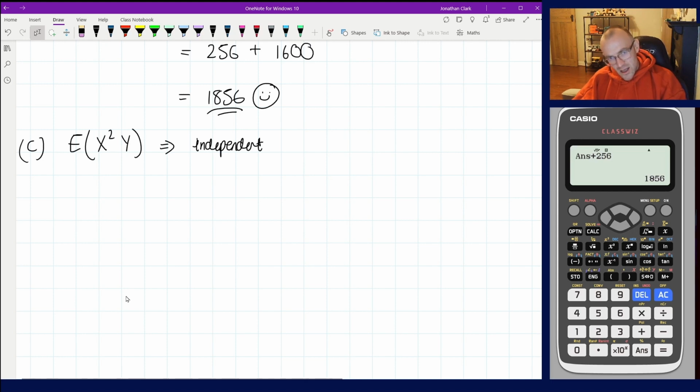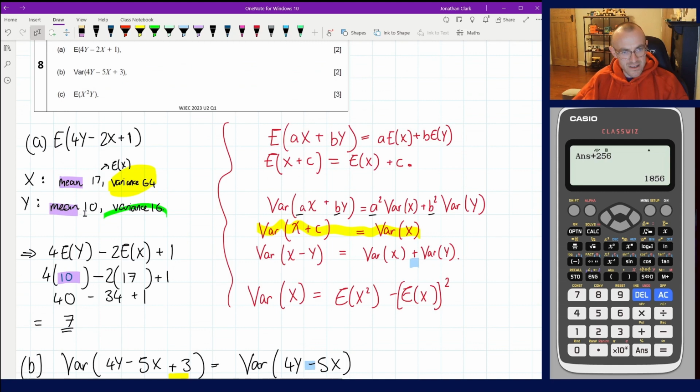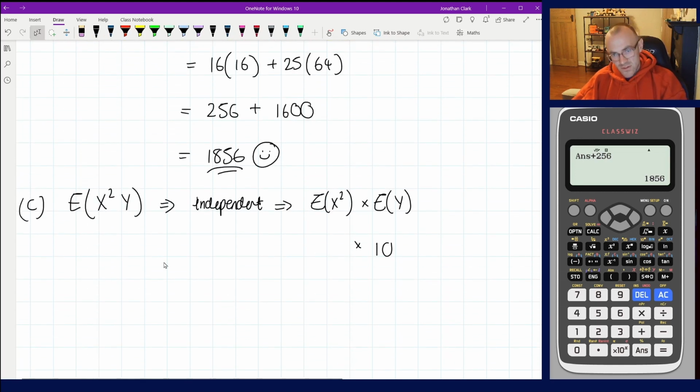Means that I can split up the expectation of the x parts and the expectation of the y parts, like so. I know the expectation of y, that is 10. Oh, this is 10. It's tempting to call this 17 squared, and it's not.